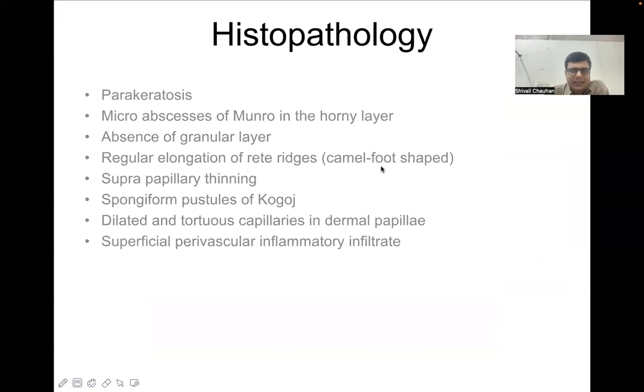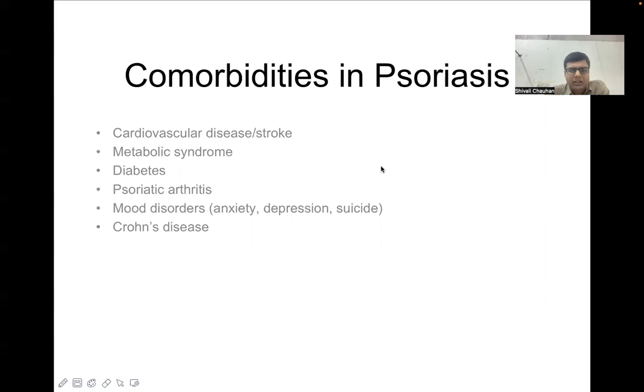So now we're discussing the histopathology of psoriasis. There is parakeratosis, microabscess of Munro in the horny layer, absence of granular layer, regular elongation of rete ridges, which is also called camel-foot sign. Suprapapillary thinning, spongiform pustules of Kogoj, dilated and tortuous capillaries in dermal papillae, and superficial perivascular inflammatory infiltrate.